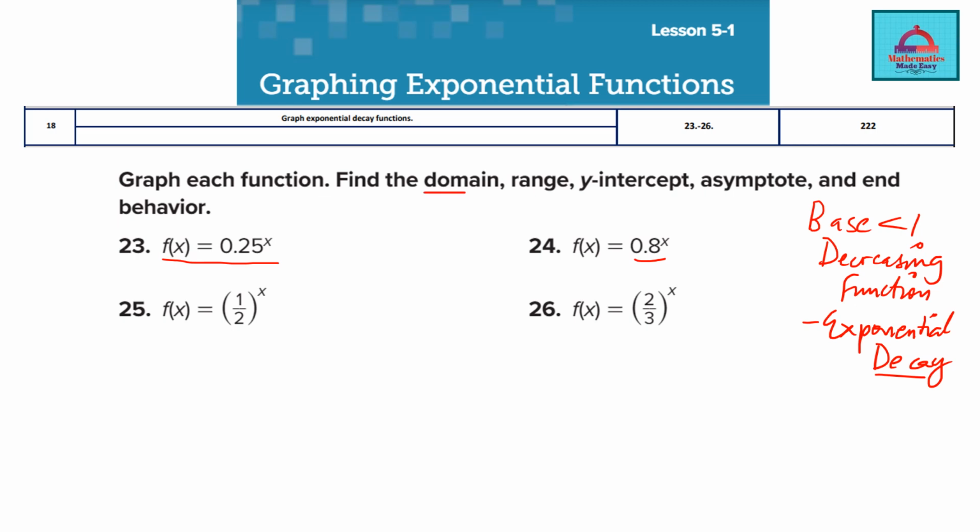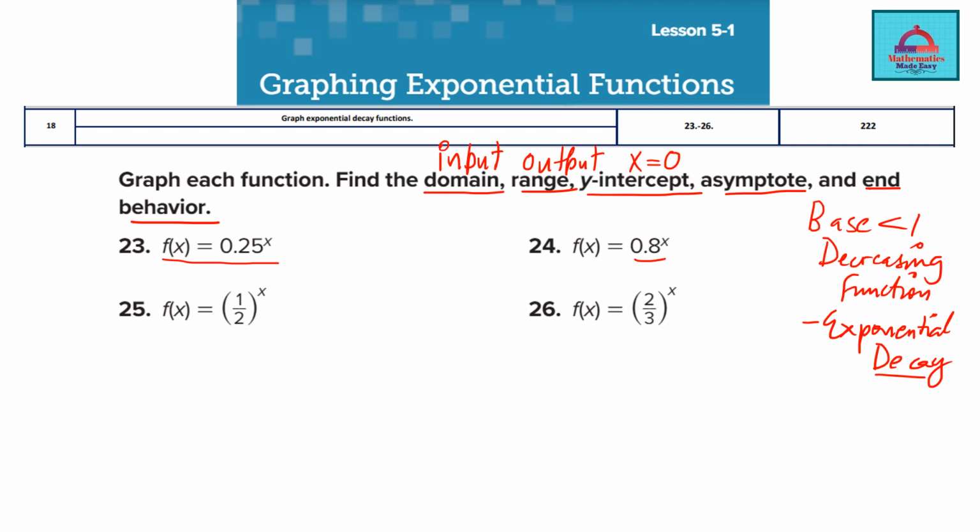You need to find here the domain, which is the input, the range, which is the output, and the y-intercept, which you get when x is put as 0. The asymptote is the line which the graph almost looks like it is touching, but it is not touching. So it's like a tangent to the graph. And then end behavior. End behavior means the behavior of the graph towards the endpoints.